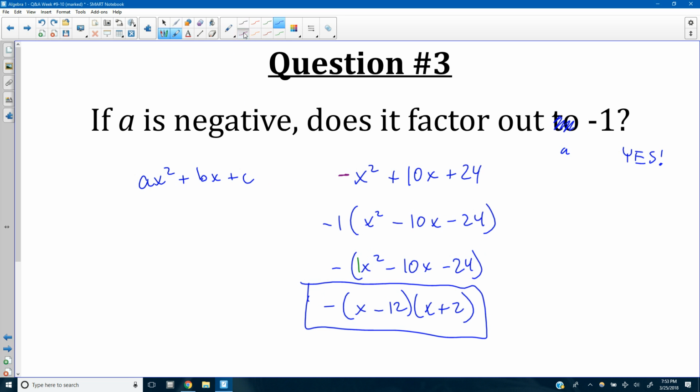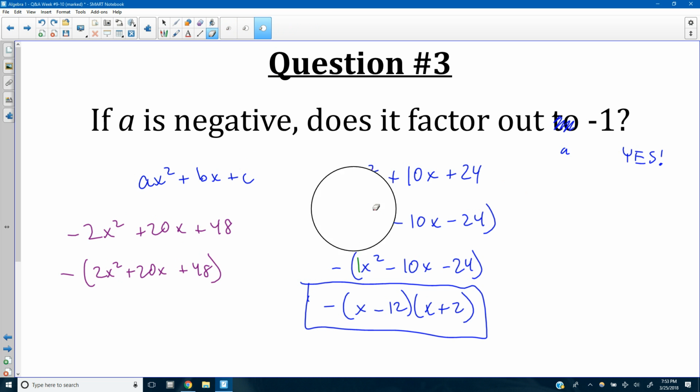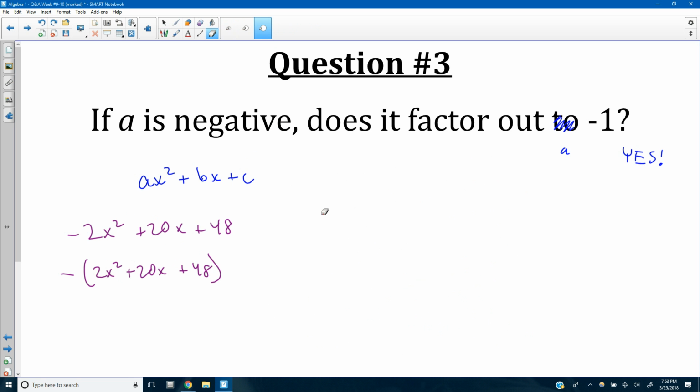Okay, so there's that. Now what if instead of this, let's say I doubled all this. Let's say negative 2x squared plus 20x plus 48. What if it looked like this instead? Well, you can still factor out the negative, but it's recommended, of course, that you also factor out that 2 from all of these things here. So don't just factor out the negative, and also don't just factor out the 2.